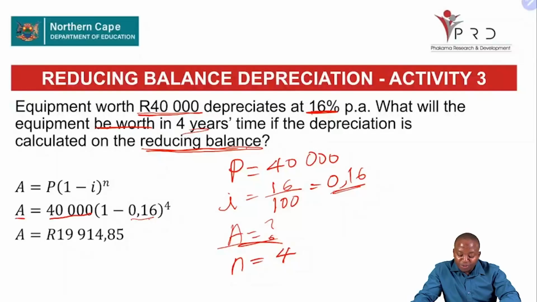So it will have lost value from 40,000. It went down to 19,000. So it has depreciated in this case.